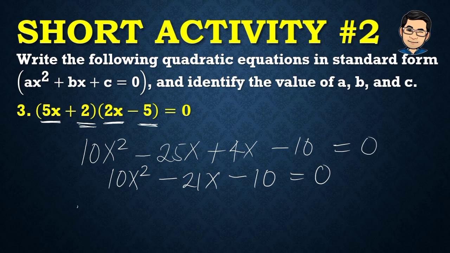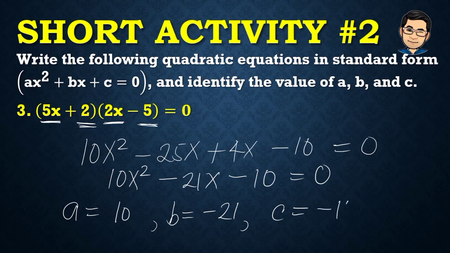Now, what is a? A is 10, the numerical coefficient of x squared. B is equal to negative 21. And then C is negative 10.